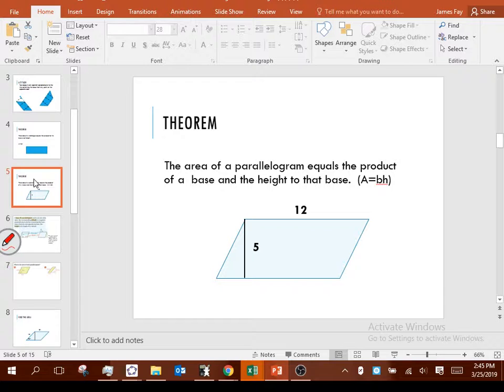All right. Area of, so you know the area of a rectangle, B times H. Area of a parallelogram, B times H. Okay? Now, why is the area of a rectangle B times H and the area of a parallelogram B times H? A parallelogram is kind of a slanted rectangle. Okay, so a parallelogram, we got that slanted rectangle.